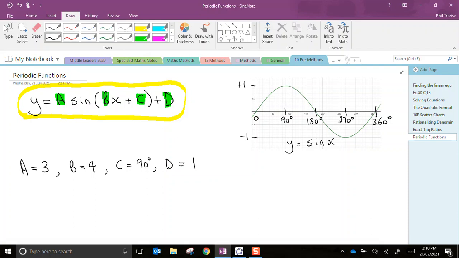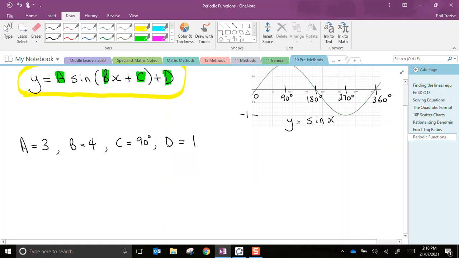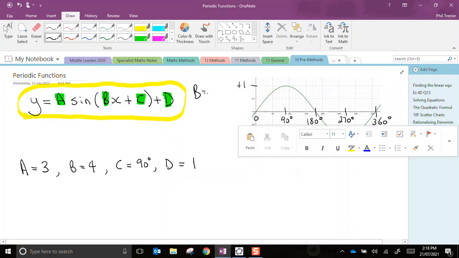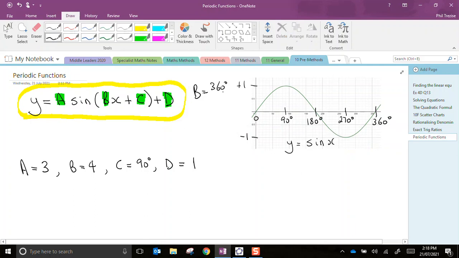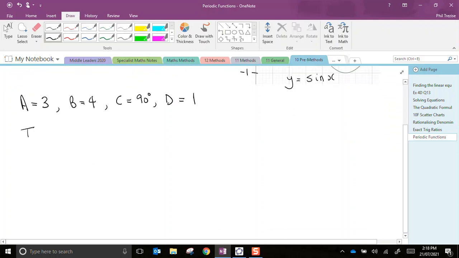If I was to sketch this graph, I do a little bit of preparation first. The first step is thinking about b. Now, remembering that in this formula, b equals 360 degrees divided by t, which is the time for one complete wave. Now, I have b, but I really want to know t. T is the horizontal measurement across the graph. So I'll start with calculating t. T equals 360 divided by the value of b, which is 4. In this case, that's 90.